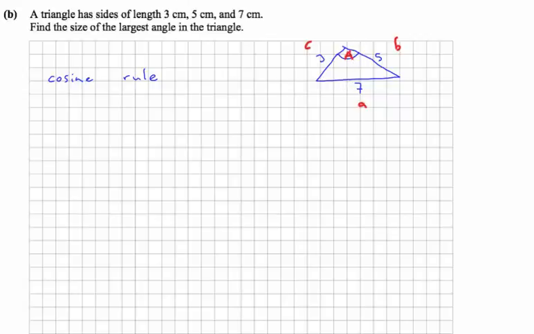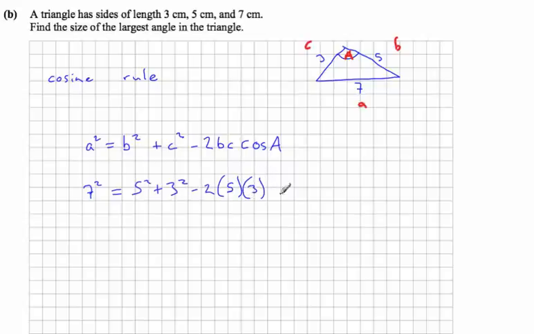Cosine rule says that A squared is equal to B squared plus C squared minus 2BC the cosine of A. So if we plug all our values in here, A squared, that's 7 squared, and that's equal to B squared, which is 5 squared, plus C squared, which is 3 squared, minus 2 times B, which is 5, times C, which is 3, times the cosine of the angle A, which is the angle we're looking for.